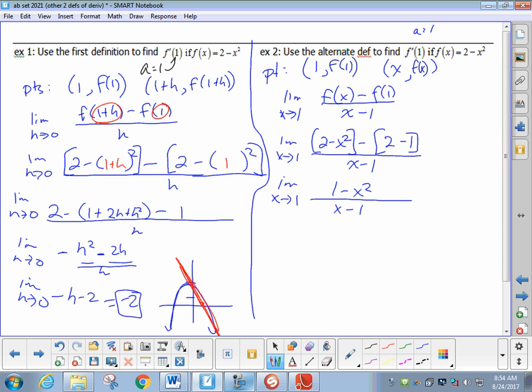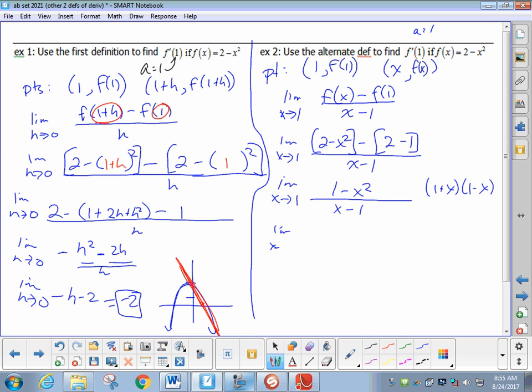Factor. If I factor it the way it is, wouldn't this be 1 plus x, 1 minus x? And is x minus 1 the same as 1 minus x? You want to say yes, but are they really the same? No. So I have a little bit of an ordering problem. What can I do to solve that problem? Factor out a negative. All right.